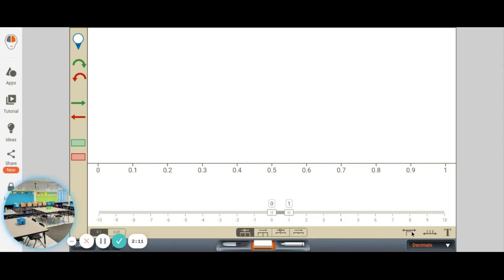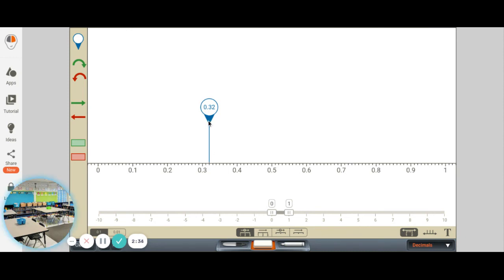Now, one thing that we could do here, I'm going to clear this off. If we wanted to find 32 hundredths, we could partition each section into 10 equal parts. So if we know that 30 hundredths is here, we know that 32 hundredths would be 30, 31, 32. So we would get 32 hundredths right here on the number line.